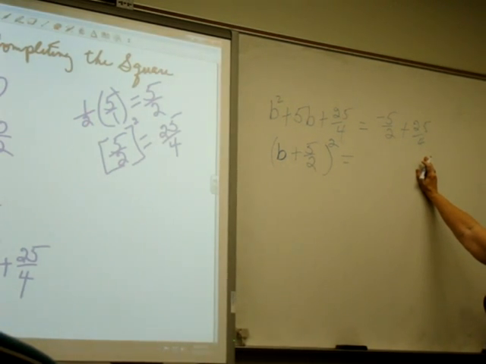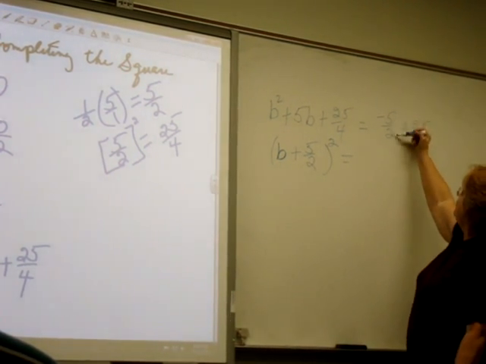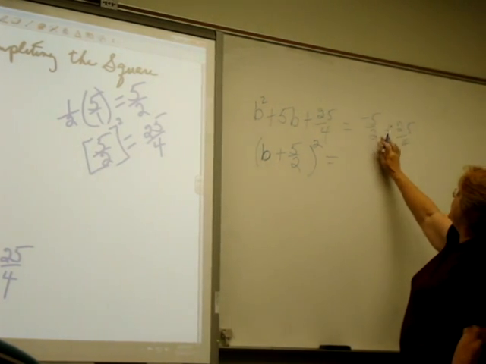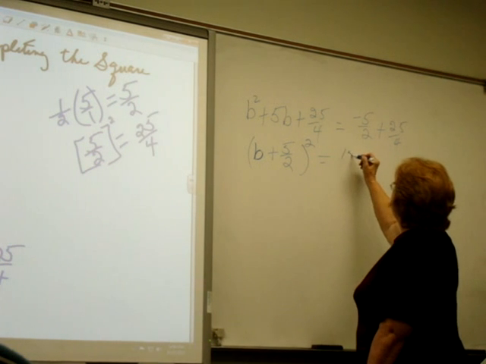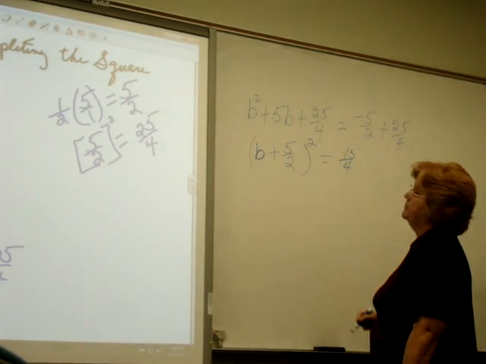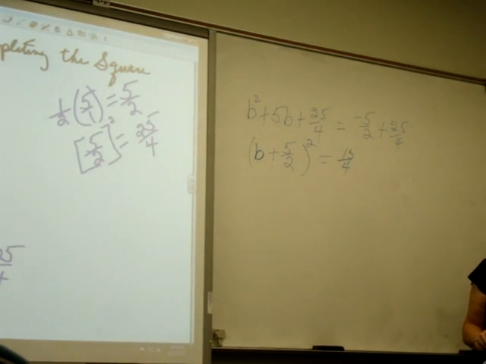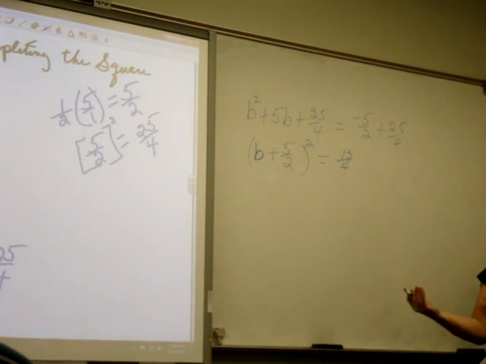Everybody agree with that? Because you multiply top and bottom here by 2, that's a negative 10 over 4s plus 25 over 4s. You got your 15 over 4. Now what's your next step? Take the square root of both sides.